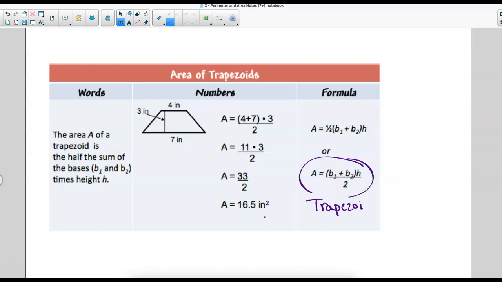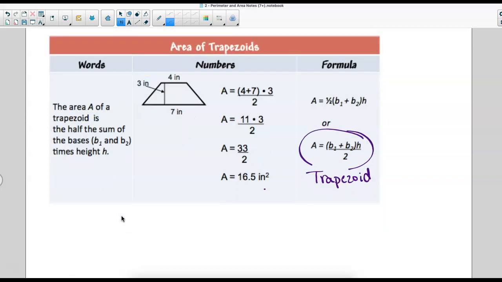Trapezoid. It's base 1 plus base 2 times the height divided by 2. Okay, now let me explain why that works.